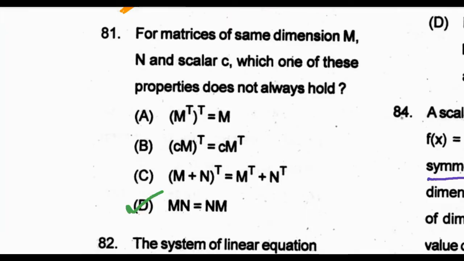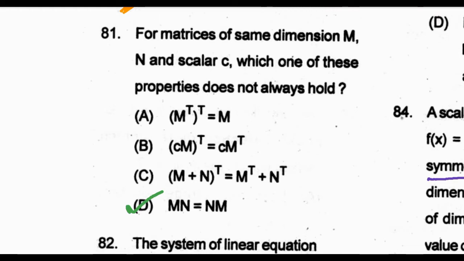This is the mathematics part from paper 2 and question number 81 to 120. So first question number 81. For matrices of same dimension M, N and scalar C, which one of these properties does not always hold?